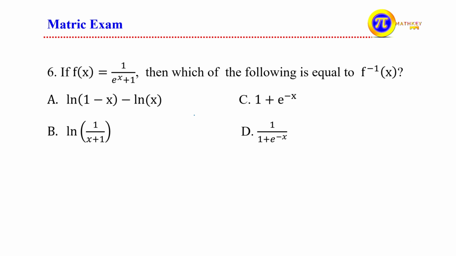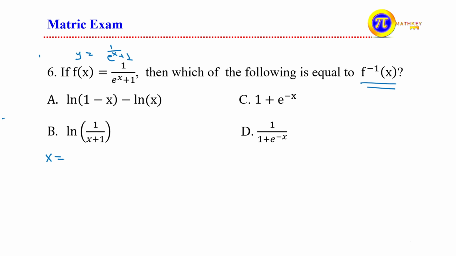The next question says that if f of x is equal to 1 over e to the power of x plus 1, then which one of the following is equivalent to the inverse of the given function? We are asked to find the inverse of the given function. As we said before, f of x means y, which implies y equals 1 over e to the power of x plus 1. To find the inverse, interchange x and y.